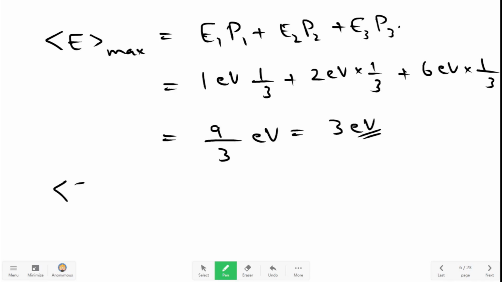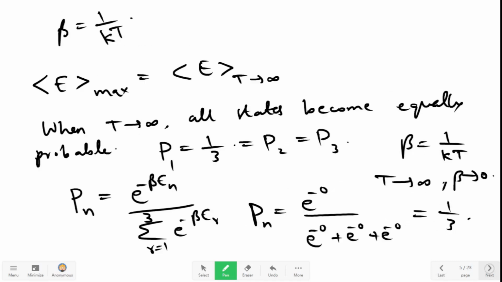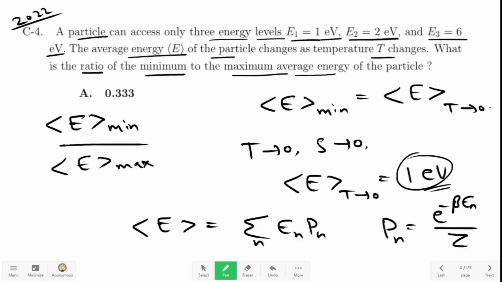Therefore, the ratio of average energy minimum to that of average energy maximum is equal to, average energy minimum was 1 electron volt, 1 electron volt divided by 3 electron volt, which is equal to 1 by 3, which is equal to 0.333. Therefore, the correct answer here is 0.333.